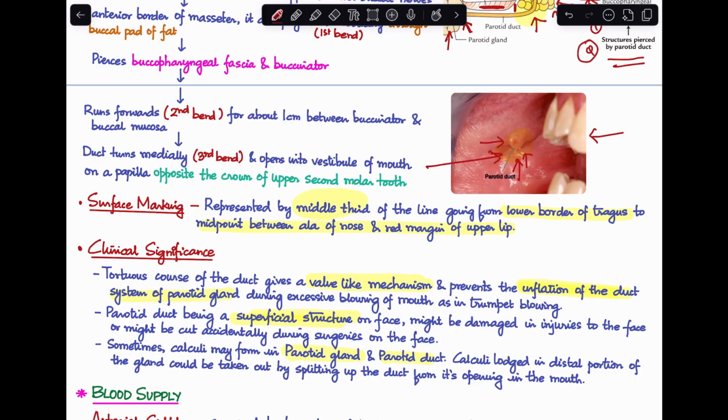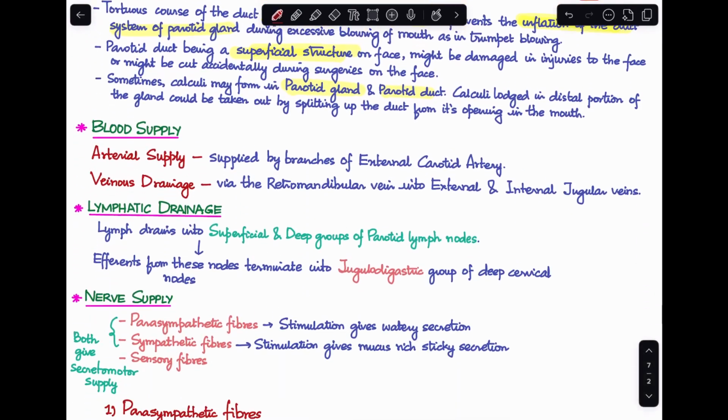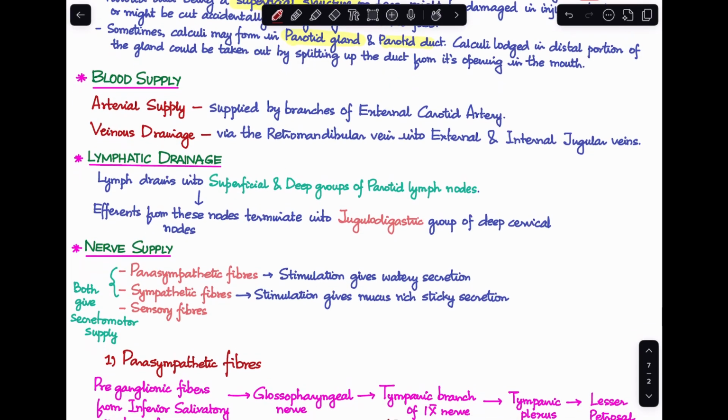Next, let's talk about the blood supply, nerve supply, and lymphatic drainage of the parotid gland. Starting with blood supply, we divide it into arterial supply and venous drainage. The arterial supply is by branches of the external carotid artery. Venous drainage is via the retromandibular vein into the external and internal jugular veins. Lymphatic drainage happens through the superficial and the deep groups of parotid lymph nodes, and efferents from these nodes ultimately terminate in the jugulodigastric group of deep cervical nodes. That's about our lymphatic drainage.